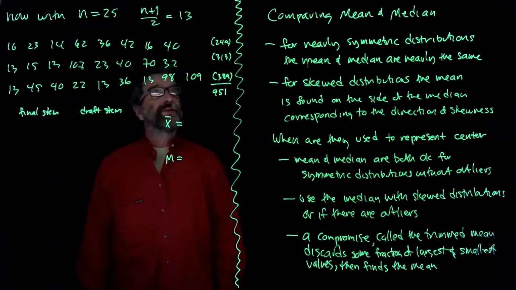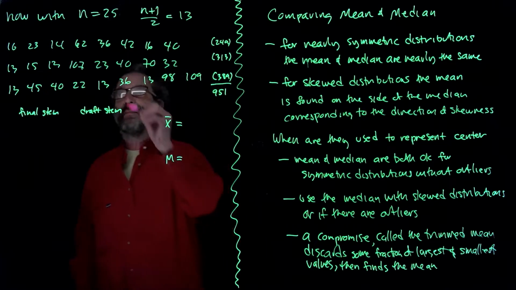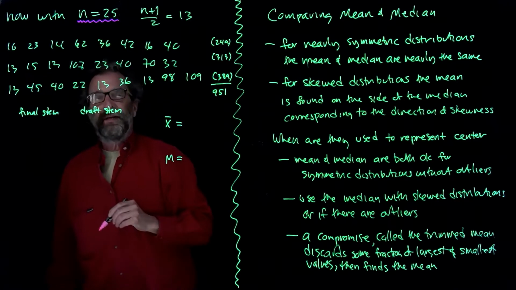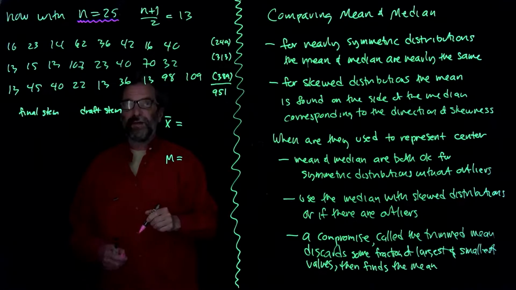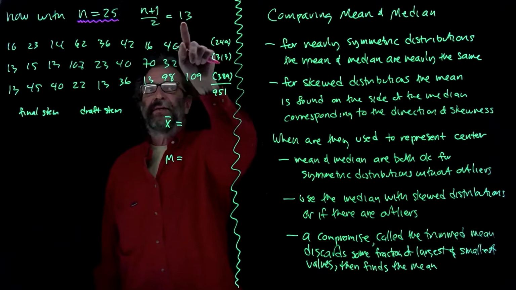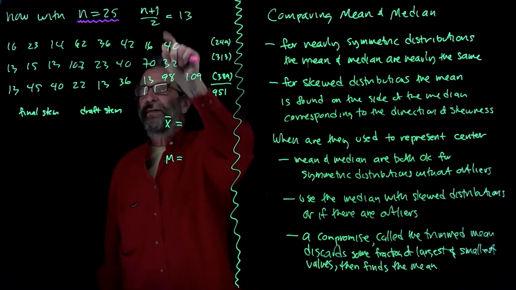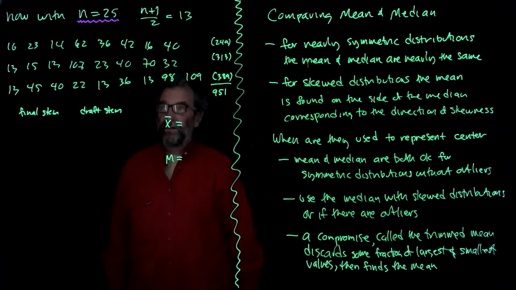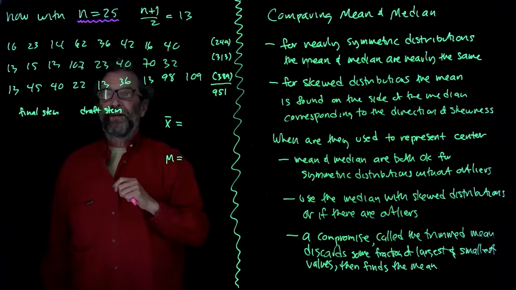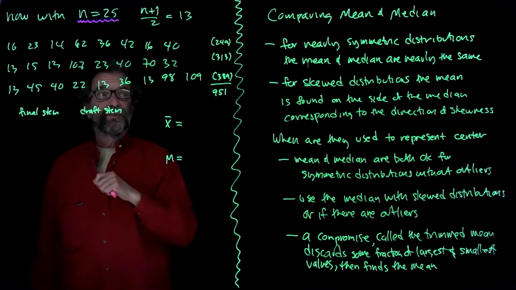As promised, we're going to do another example. This time, the sample size is 25. It's an odd number, so I have an odd number of values. And then if I do n plus 1, it becomes even. Divide by 2, I get a whole number, 13. So 26 over 2, 13. And here's the data here, 16, 23, 14, 62. Credit hours completed by students in a class of size 25.